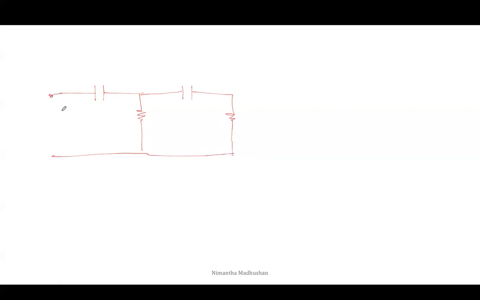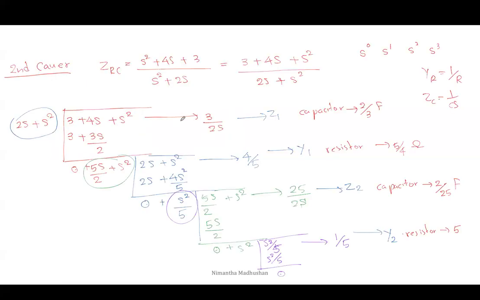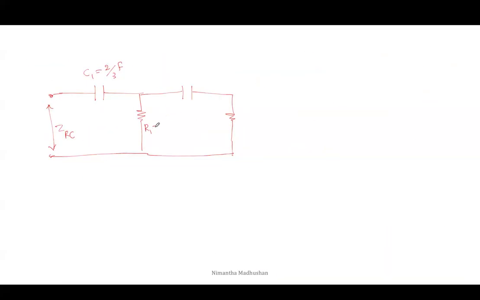We can obtain the final impedance value from these 2 points, ZRC. Capacitor 1 is 2 over 3 farad, resistor 1 is 5 over 4 ohm, capacitor 2 is 2 over 25 farad, and resistor 2 is 5 ohm. This is the final circuit that we can obtain after applying the second Cauer form.